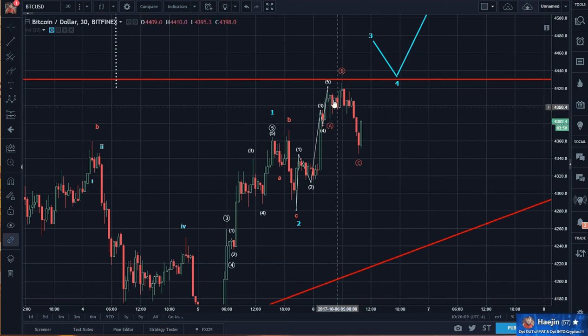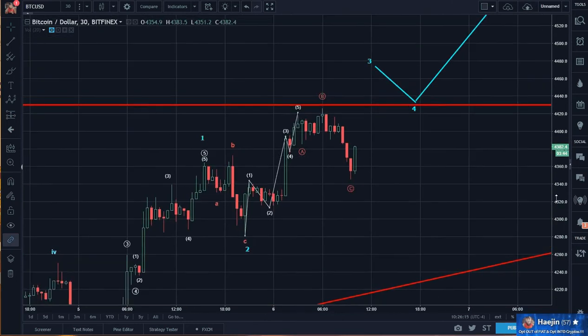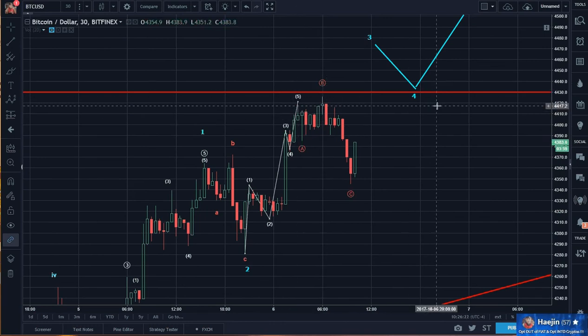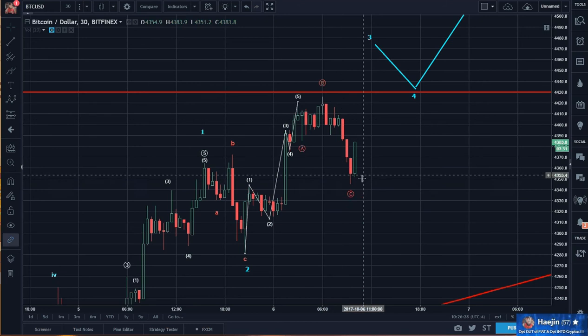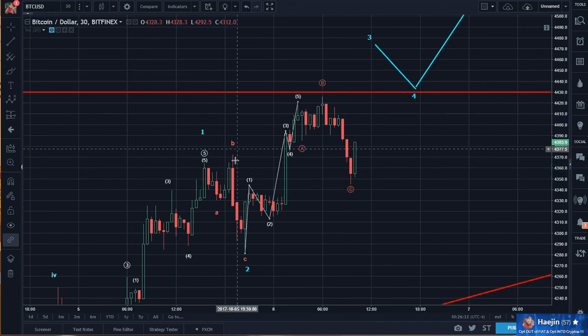Why did I prefer the expanded triangle? Well, this here doesn't look very impulsive to give me the 5th wave. This looks more ABC-ish. And knowing how common expanded flats are, just like here, no different here, and sure enough, prices are rising from here again.